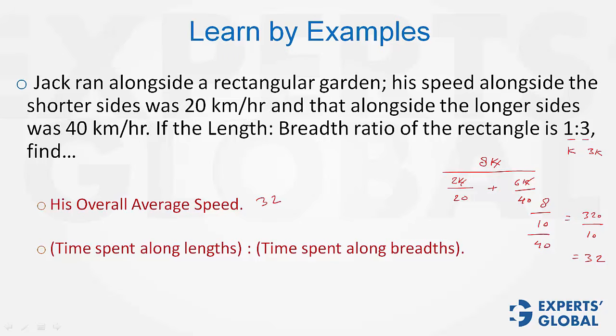Let's look at the second part. Time spent along length. Length is the smaller side. So 2k divided by 20 is the time spent. Along the longer side, it is 6k divided by 40. So to remove the denominators, let's multiply both the terms with 40. Turns out to be 4k, ratio 6k. Therefore, the ratio is 2 to 3. These are the correct answers, 32 and 2 ratio 3.